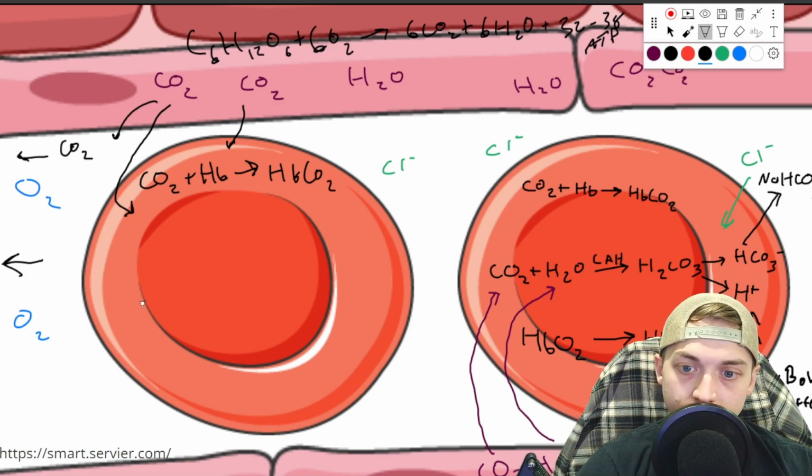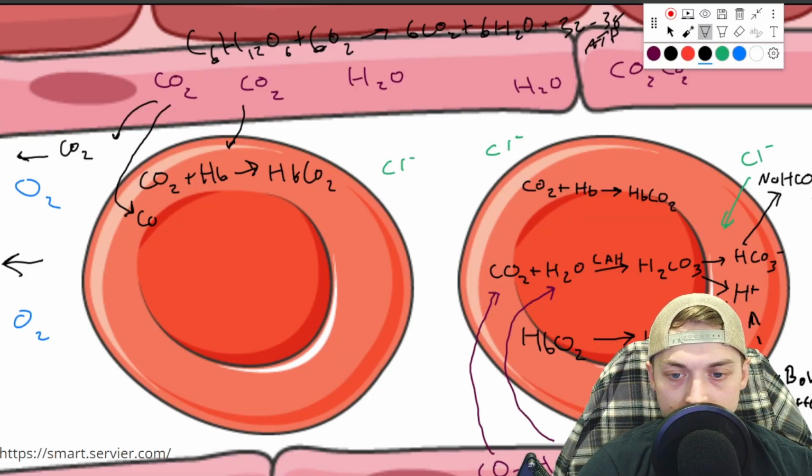All right. So blood cells are passing through. They're going to pick up all the waste products from aerobic cellular respiration. So you're going to get CO2 plus water.